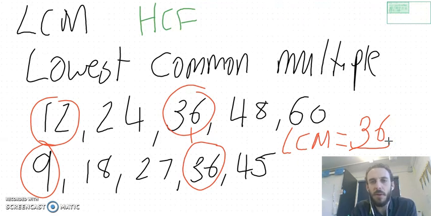Please don't get them confused. When you're looking for the HCF, you're finding the highest common factor. When you're looking for the LCM, you're looking for the lowest common multiple. Remember, factors are two numbers that multiply together to give you an answer. Multiples are like your times tables, so they are the multiple of a number that repeats itself. Good luck, boys.